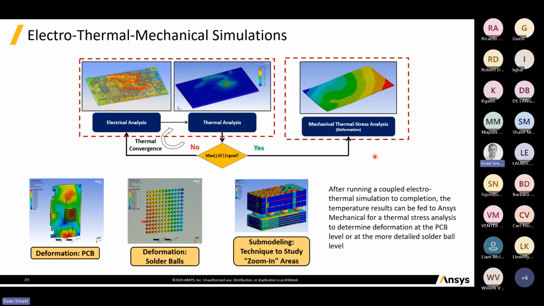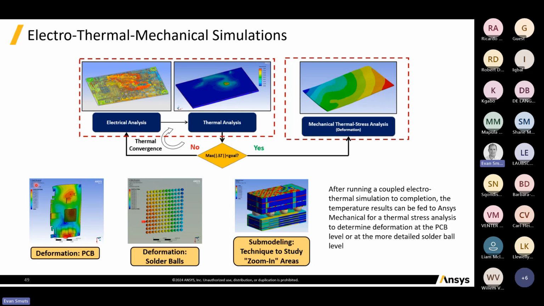And then we can take that over into a mechanical stress analysis. So we can see how the temperature distribution in the board actually creates a thermal distortion or mechanical distortion in the board, and how that then affects the deformation of the board. And we can really go down to all the levels. We can go right from PCB level down to even a little sub-modeling technique.